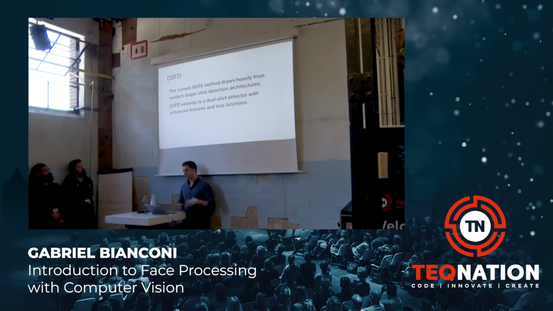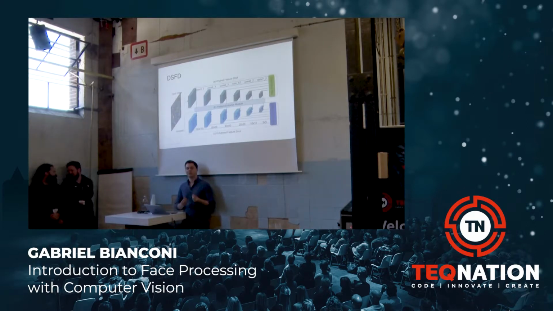And then finally, we get to the current state-of-the-art model, which is called DSFD, which is dual-shot face detection, which draws heavily from what people are doing in those cases. And if you're familiar with general computer vision, it takes some principles from single-shot detection. And the idea here is similar to this idea of refining the predictions from your proposals. It's a two-level neural network, as they call it.